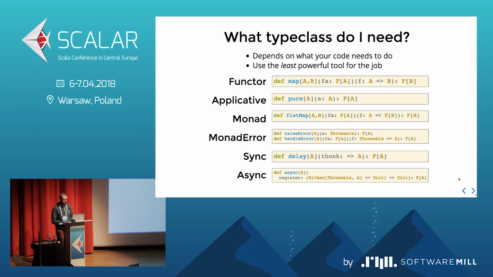The next step is good old monad, the M word. This adds a flatMap method, also called bind. So now you can flatMap over things. The next one down is MonadError. So this takes monad and it adds the power to raise errors and handle errors. So it's adding error handling.